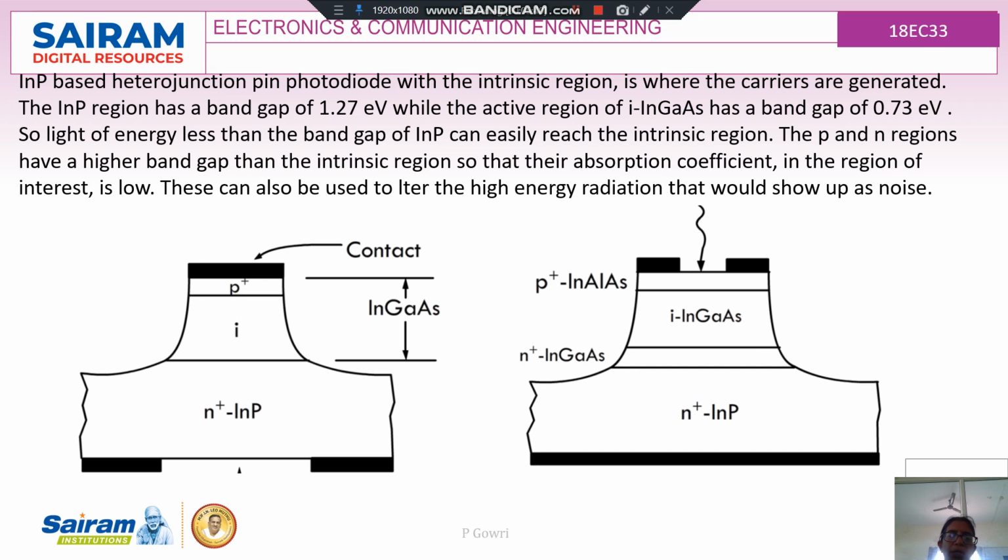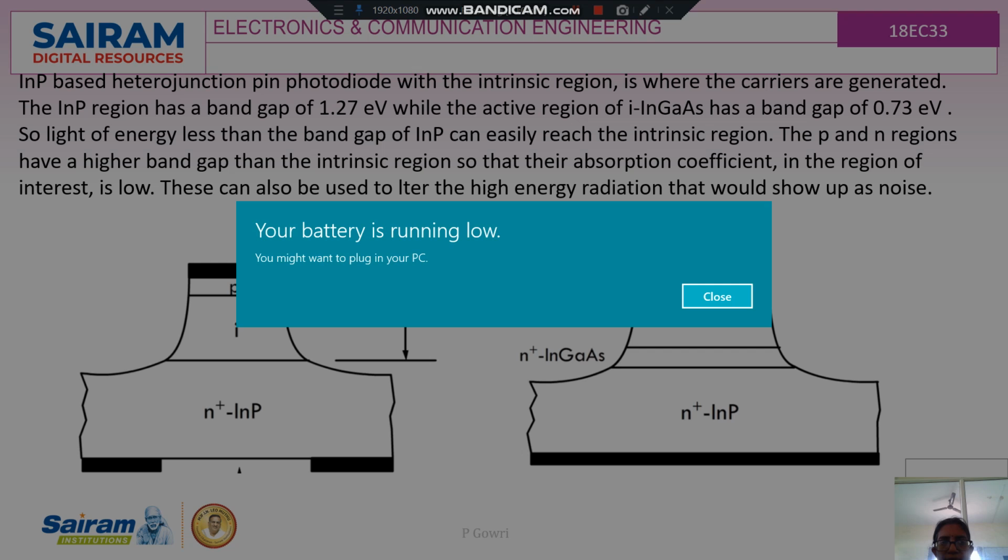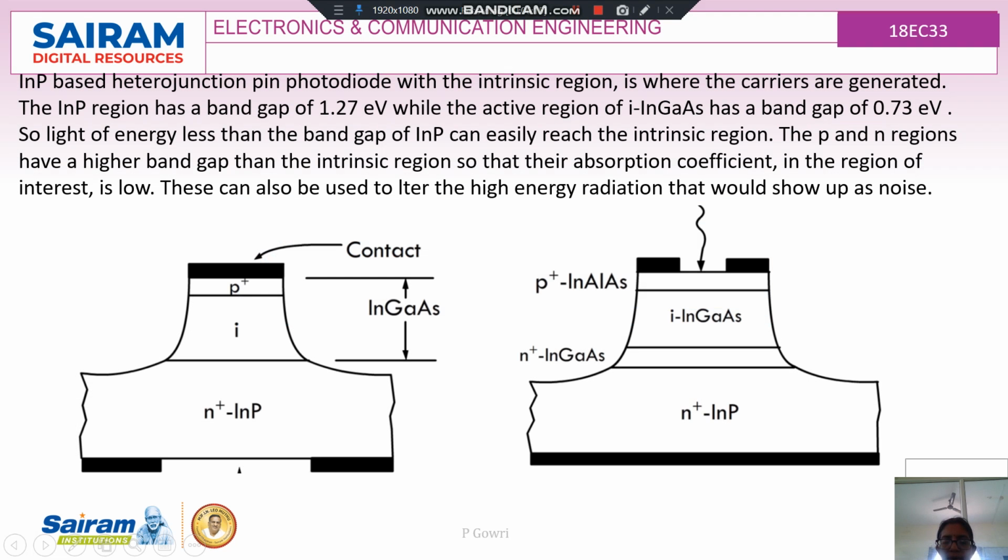And here we can have different types of photodiodes. So heterojunction pin photodiode is nothing but where carriers are generated in the intrinsic layer, and then you will be having p plus and n plus regions which will be having different band gap. So light of an energy less than the band gap of indium phosphide can easily reach the intrinsic region, and the P and N regions have a higher band gap than the intrinsic region, so their absorption coefficient can be used to alter the high radiation that would show up in the noise.